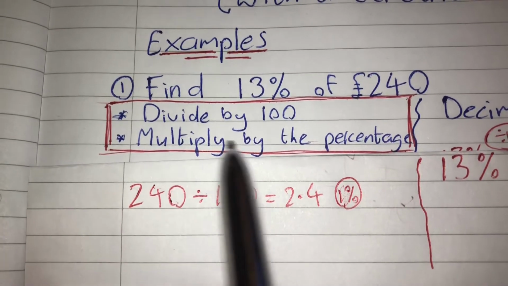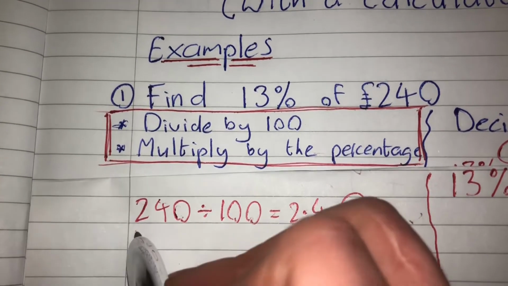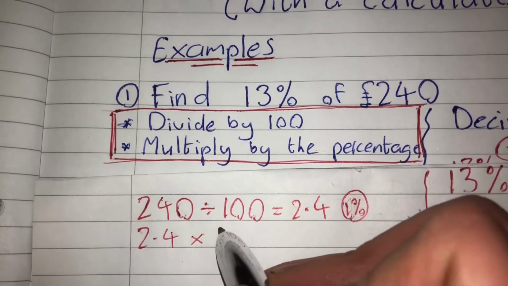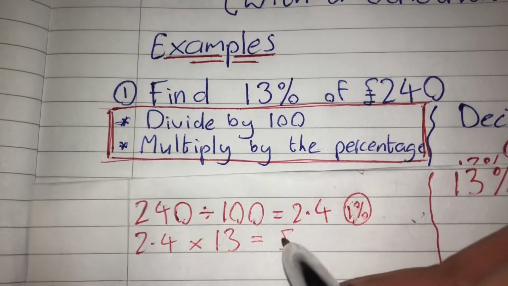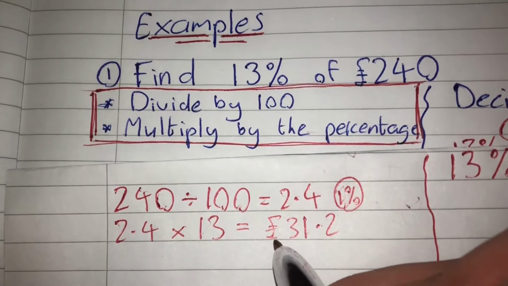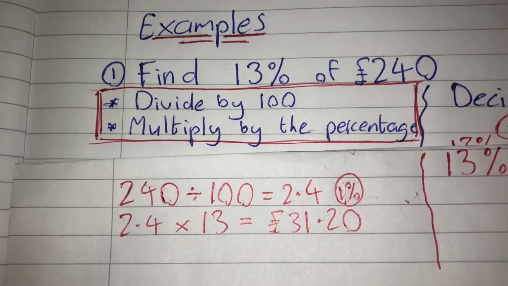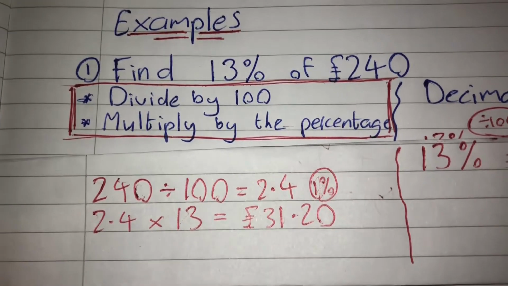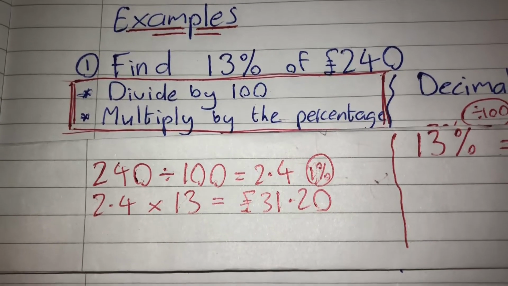So I divide by 100 in any of these questions to find 1%. And then I simply take that 1% and I multiply by the percentage I'm trying to find. So in this case 2.4, I multiply that by 13, and that gives me 31.2. Just remember, this is the amount of money we're dealing with, so we keep a pound sign in. And remember, money should always be given to two decimal places, because we're dealing with pence here, so £31.20. Okay? So that's the first way. Divide by 100, multiply by the percentage.